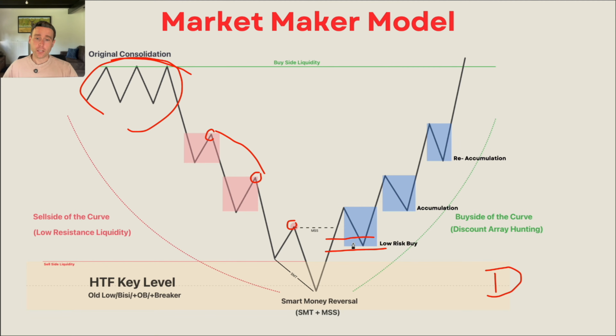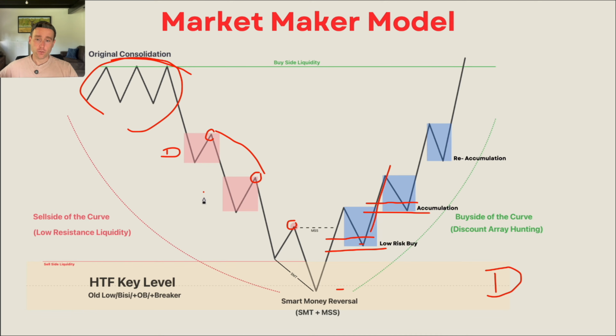Once we leave a fair value gap here, this is where your low risk buy is. So here you can take a buy, stop loss below the low, for like a 1 to 2 for an easy trade. If you miss this one, you want price to trade up again. And ideally, this leaves another fair value gap. This is a stage of accumulation.